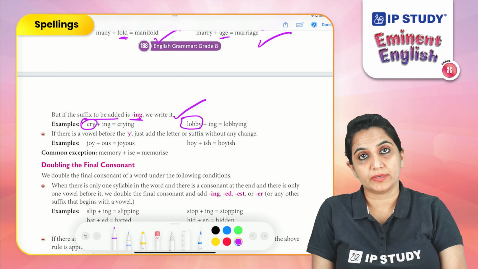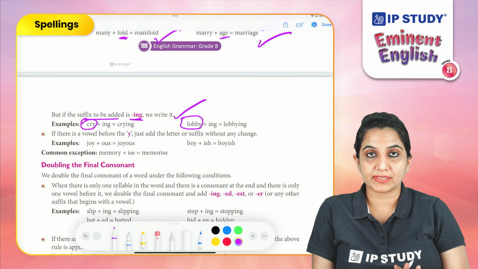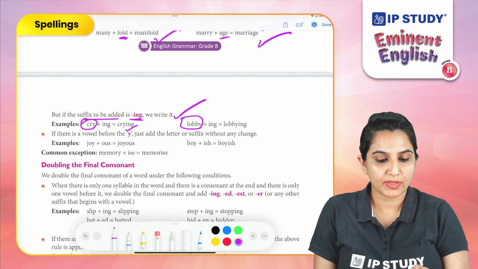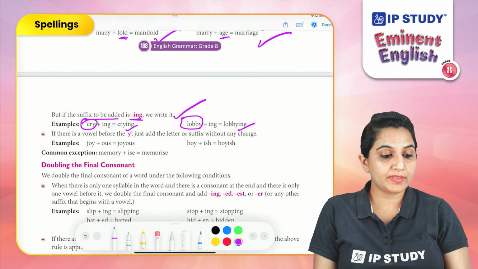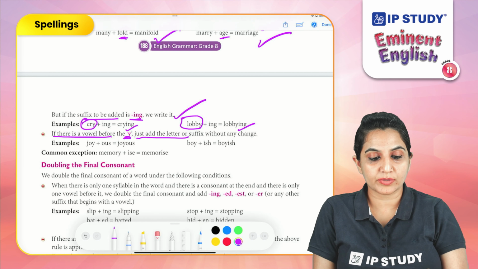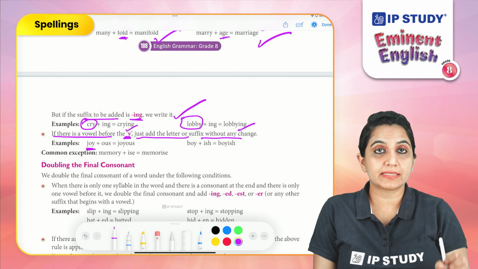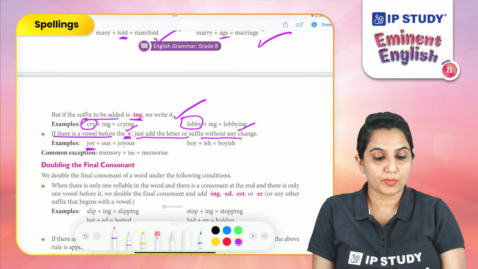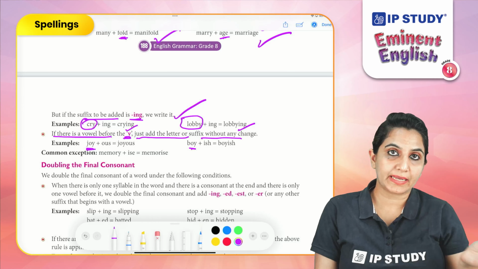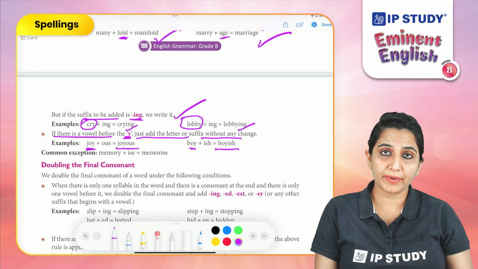But if the suffix to be added is ing, as in cry, lobby, what do we do here? Exactly, we just add ing at the end without dropping anything, like crying, lobbying. If there is a vowel before Y, just add the suffix without any change, like joy, boy. There is a vowel before Y, so we simply add the suffix: joyous, boyish.